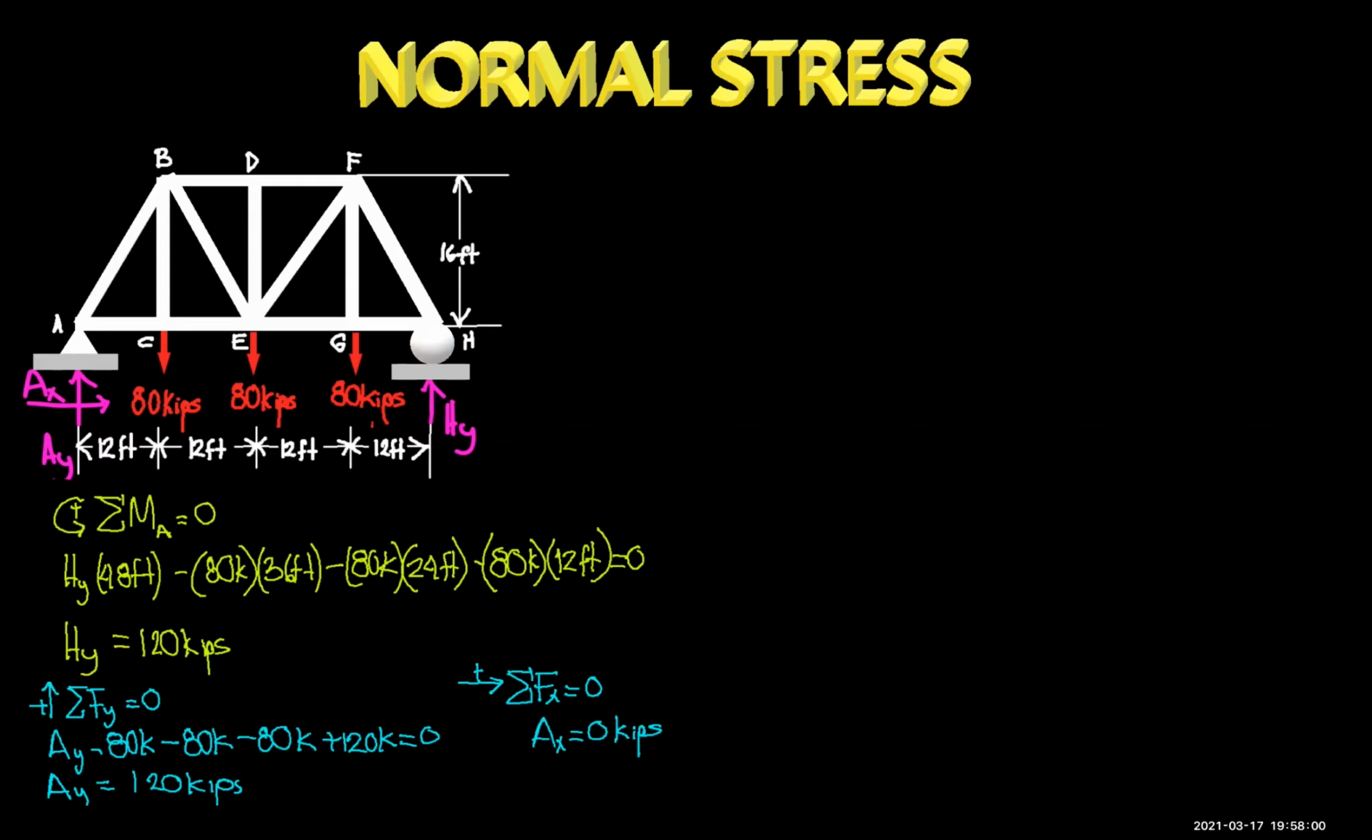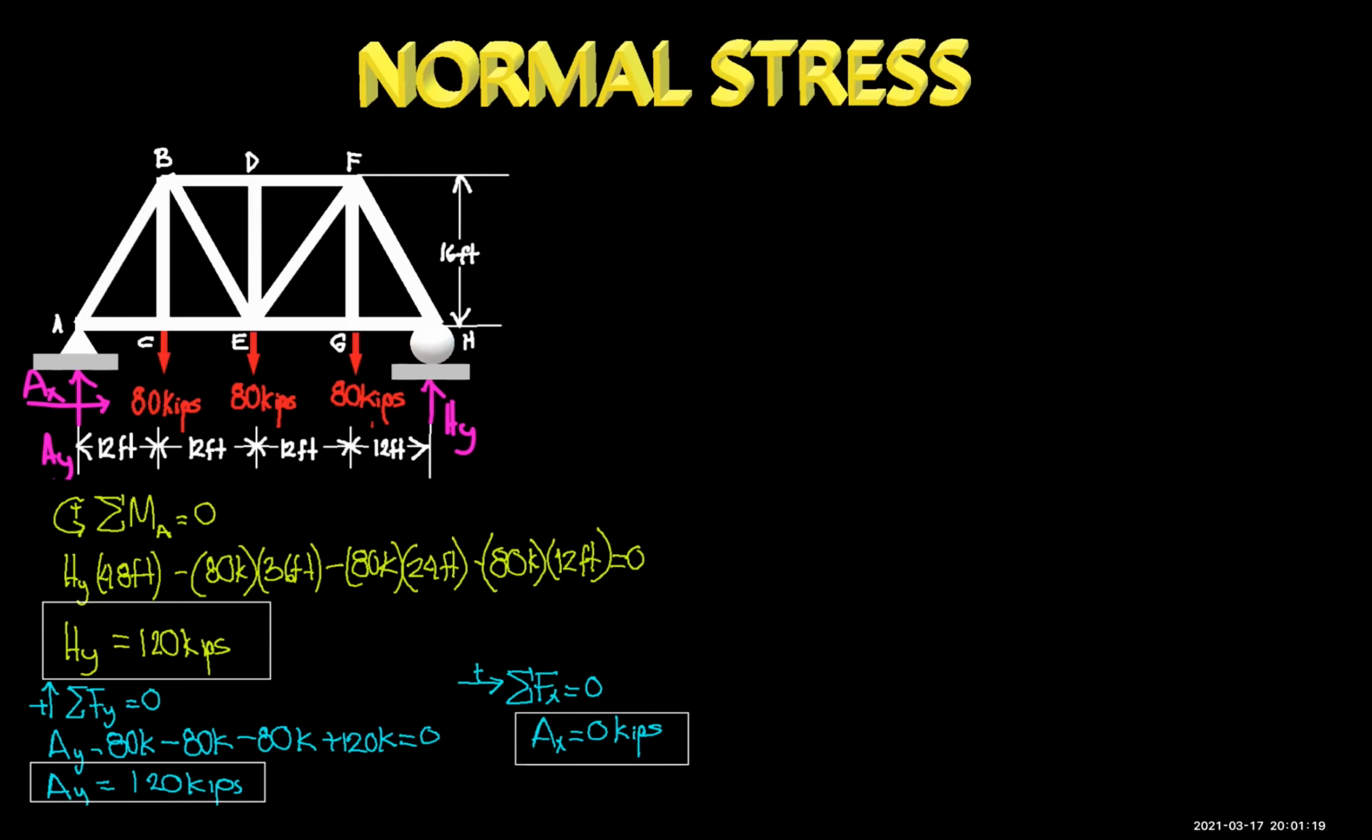From the equilibrium equations, we found that the reaction force going along the y direction at point A is 120 kips, while the reaction at point A along the x direction is 0. Once we have the reaction forces of the truss, we are ready to move on to the next step.